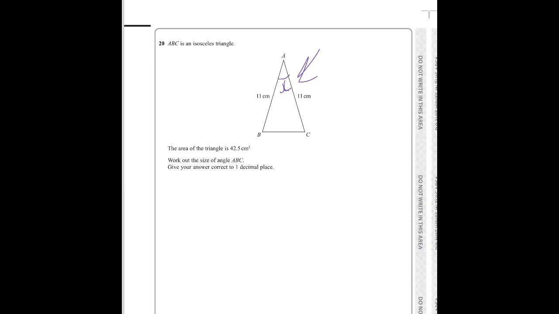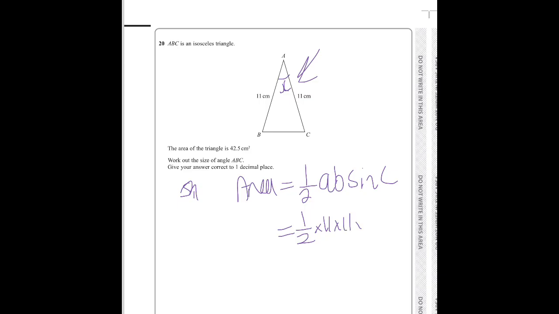and you've got the two lengths either side, you can use the sine formula, which is area of a triangle is half AB sine C. So in this case, A and B are both 11, and C I've called X. You can call it C if you want, it doesn't really matter. But we're told the area already. We already know the answer to this is 42.5.